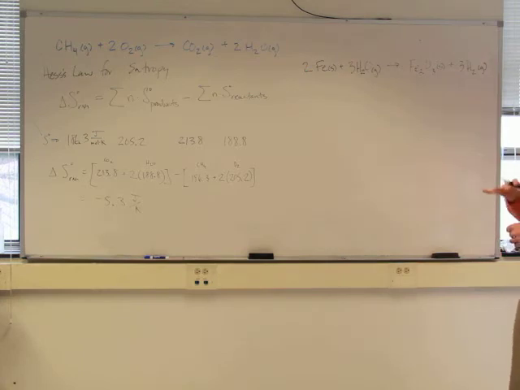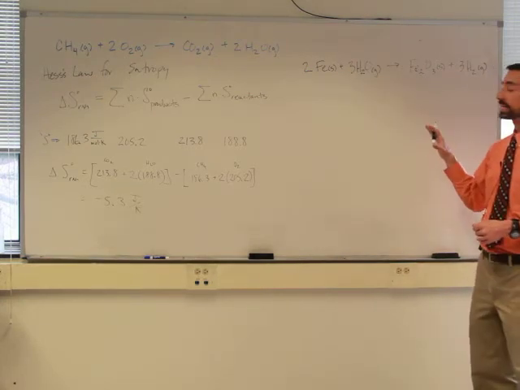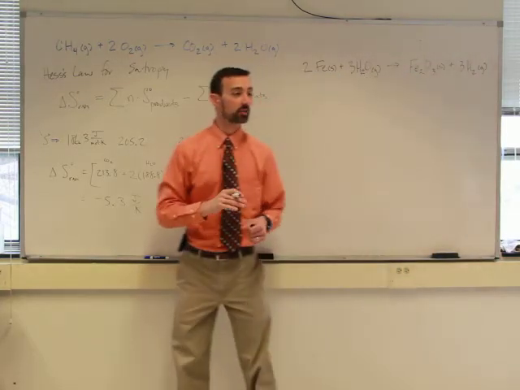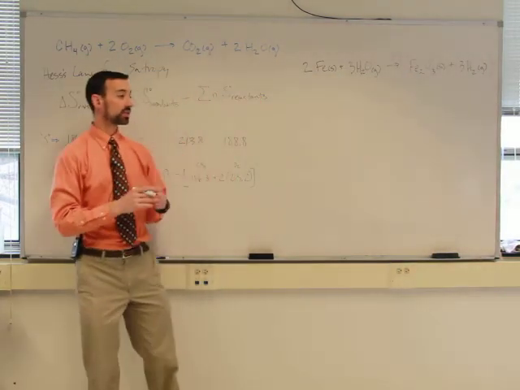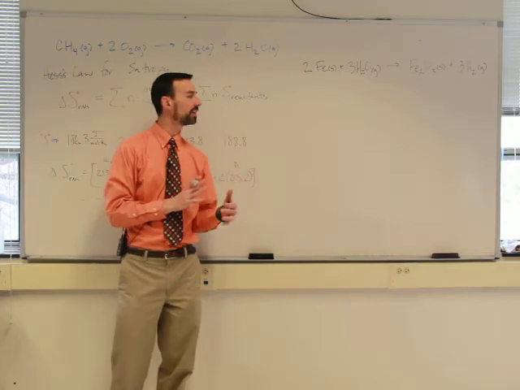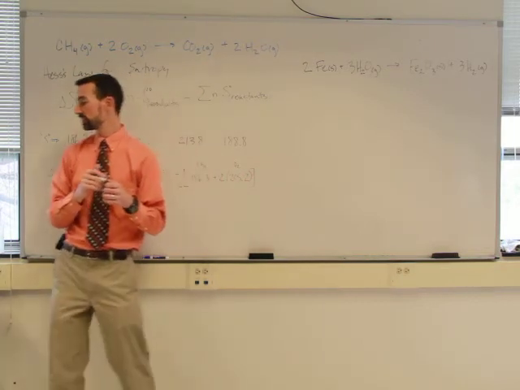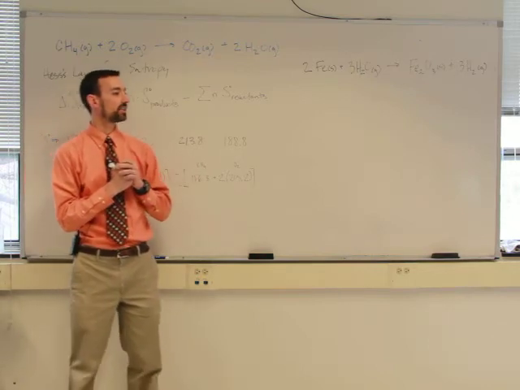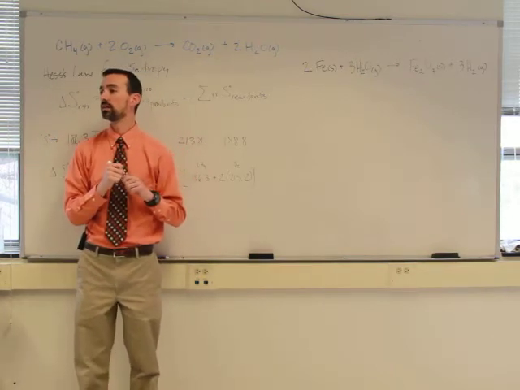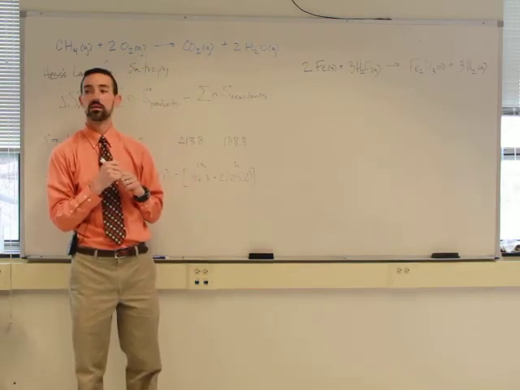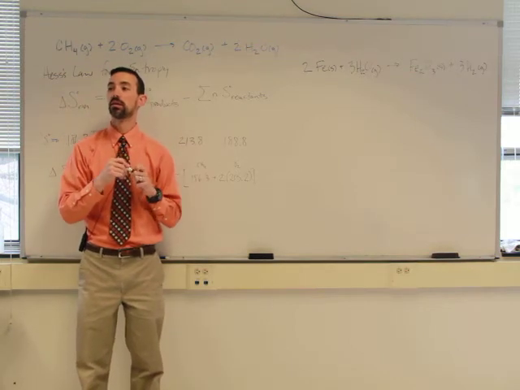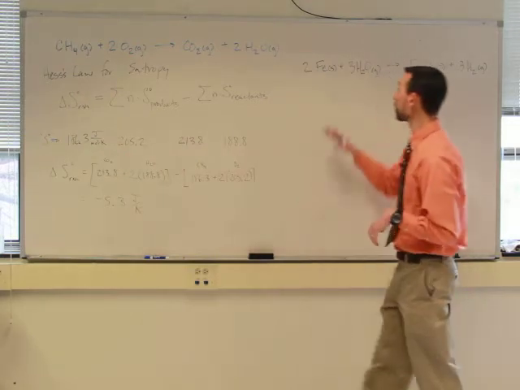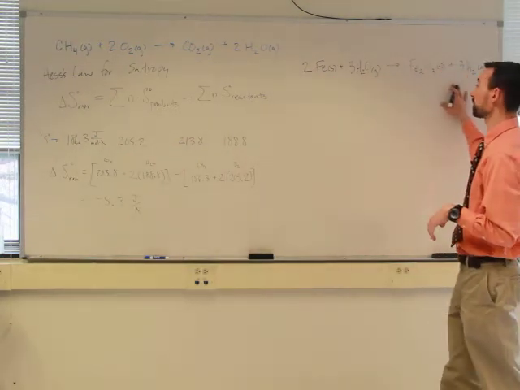Before I give you the numbers, if we had to guess whether there's an increase or a decrease in the entropy for this one, in other words, is it positive delta S for an increase or negative delta S for a decrease, what would be the guess in this case, and why? Okay, somebody says a decrease because we have more moles on the reactant side than the product side.